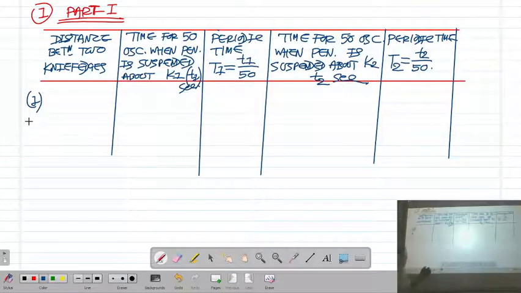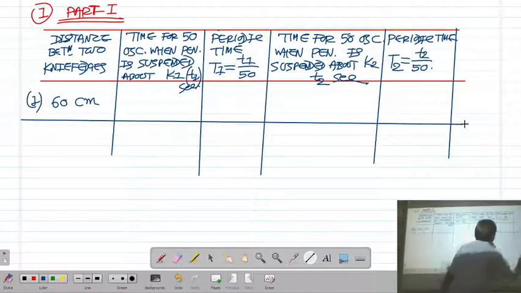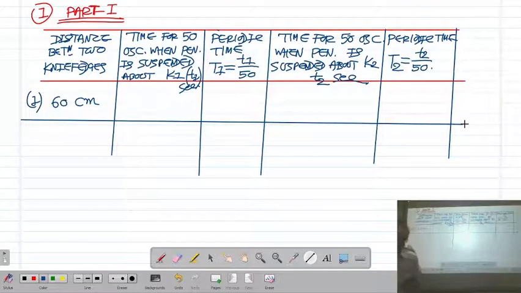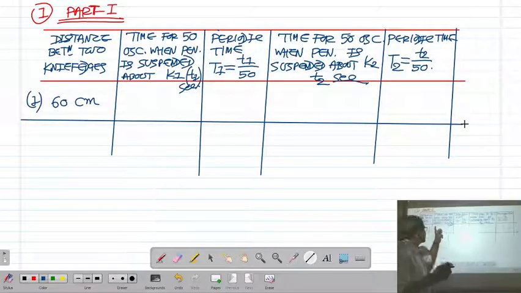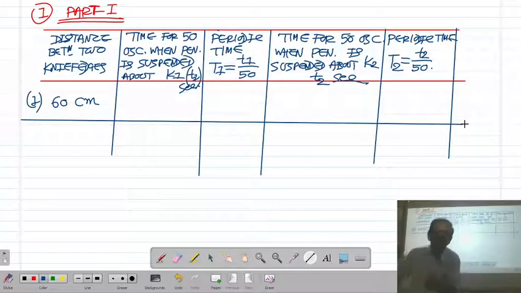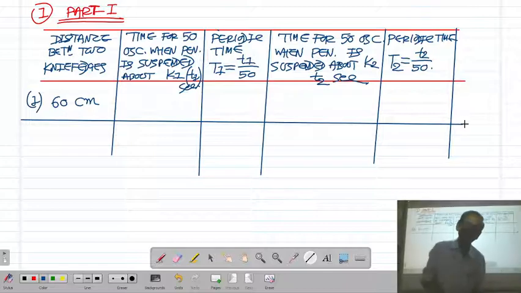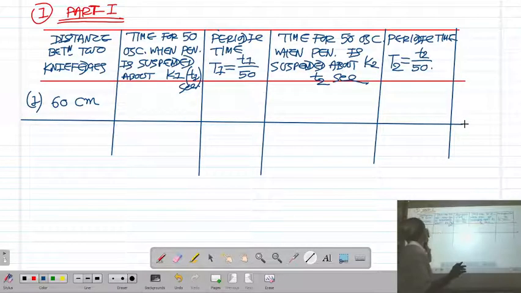In the first observation, we keep the distance between two knife edges 60 centimeter. So let us start the first observation. I will explain how to take the observations. Keep the distance between two knife edges K1 and K2 60 centimeter. Means from the center of Kater's pendulum, keep the knife edge K1 at 30 centimeter distance, and keep the knife edge K2 at 30 centimeter distance. So distance between two knife edges K1 and K2 is 60 centimeter.